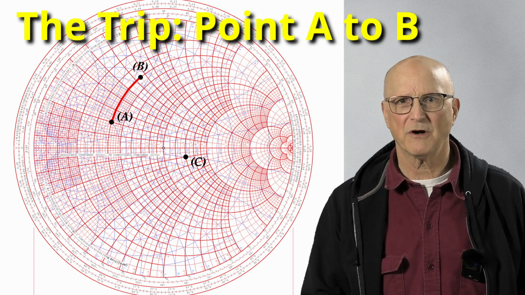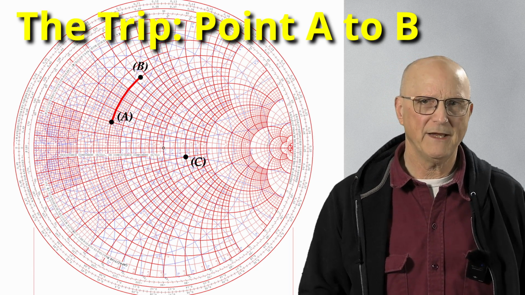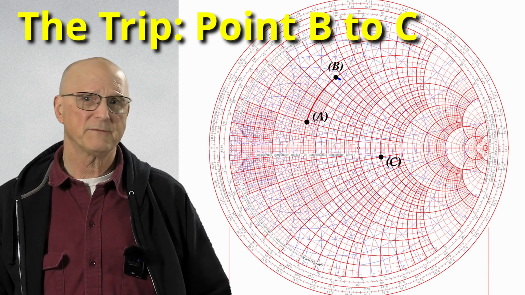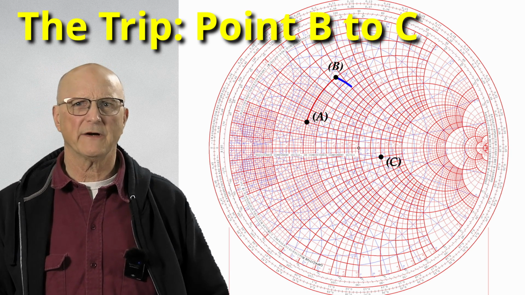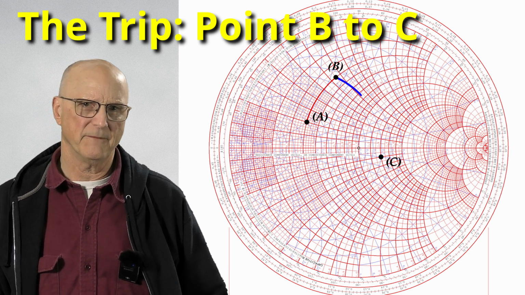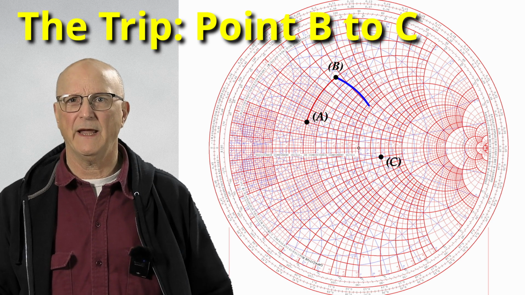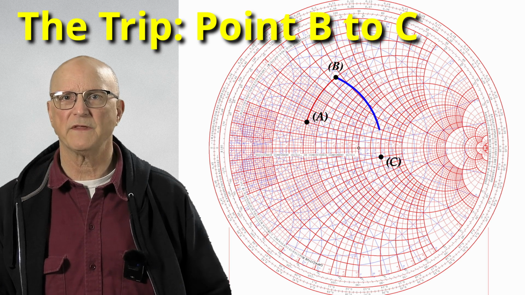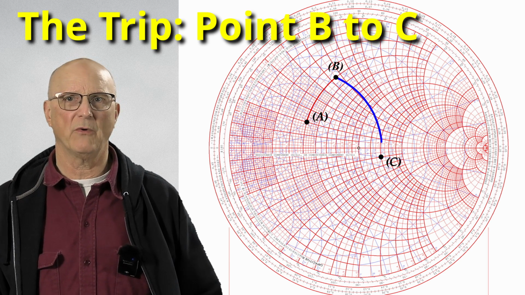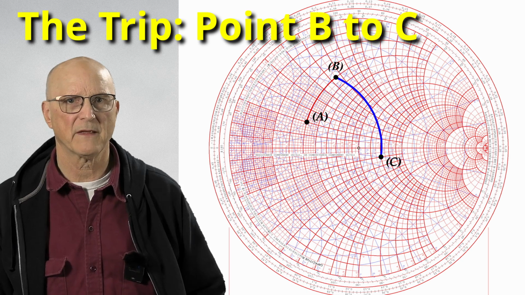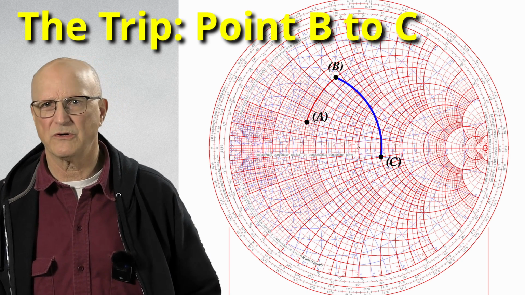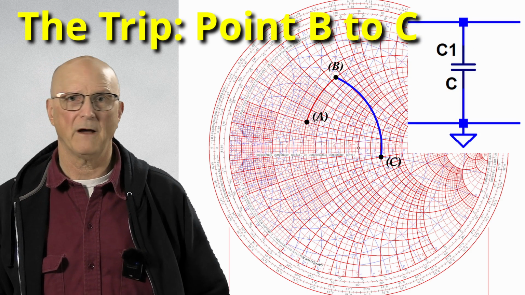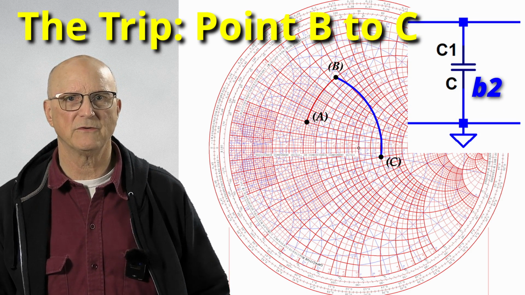Now, the next part of our journey, moving from point B to point C. As we move from point B to point C, we are moving along a constant conductance circle. This means that we're going to be adding a parallel component. We must operate here with the susceptance values that we have been noting for points B and C. Because we're moving clockwise, we are going to be adding a parallel capacitor. I'm going to call this B2.